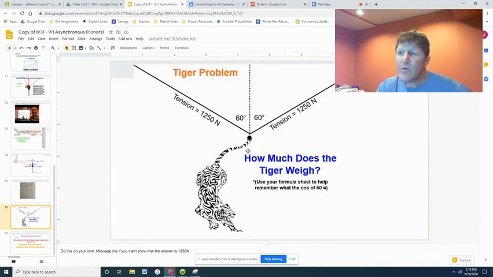We are going to be looking at what the weight of this tiger is based on the tension, which is a pulling force of 1,250 newtons by both of these strands. You're going to determine what that upward magnitude would be by going back and using the same kind of process that Mr. Gray used earlier.